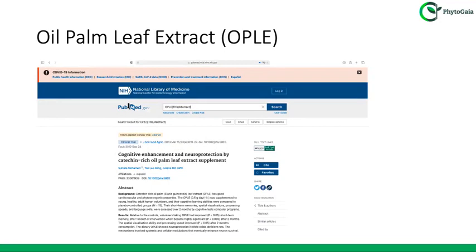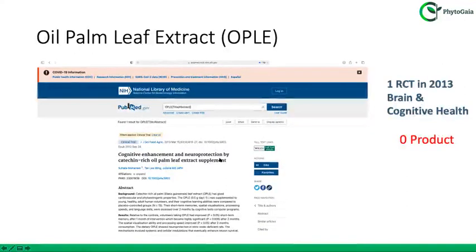The next slide is about the clinical studies that you can find on PubMed. Interestingly, there is one randomized controlled double-blinded trial published in 2013 related to brain and cognitive health on the oil palm leaf extract, and the result is interesting. Unfortunately, there isn't any commercial product in the market right now. I did a Google search, and there are two entities that own the patents right now: one is UPM, the other is Pahang Pharmacies. They have IP about the oil palm leaf extract, either the composition or the extracting process.